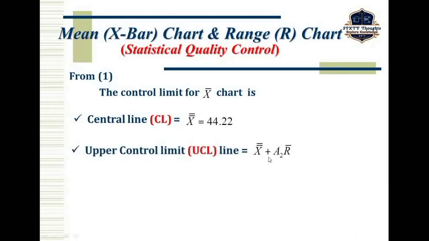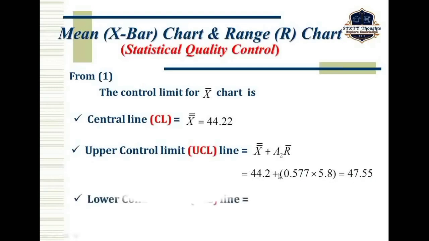Next we find the upper control limit line. We know this is our formula. Substitute the X double bar, A2 and R bar values in this equation. So we get 47.55. Okay, simplify this one, we get this answer, right?